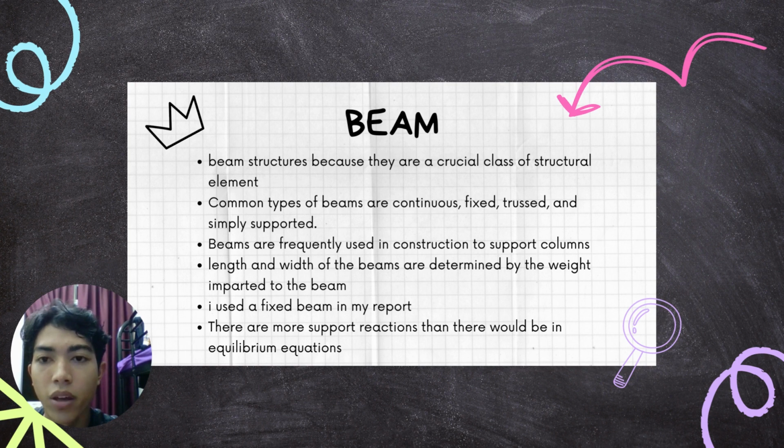Because there are more support reactions, there will be extra equilibrium equations, because a fixed beam is supported by two fixed supports at each end. The strength of a fixed beam is effectively distributed along its whole length. The supports, however, are subject to a bending moment that can necessitate strengthening.